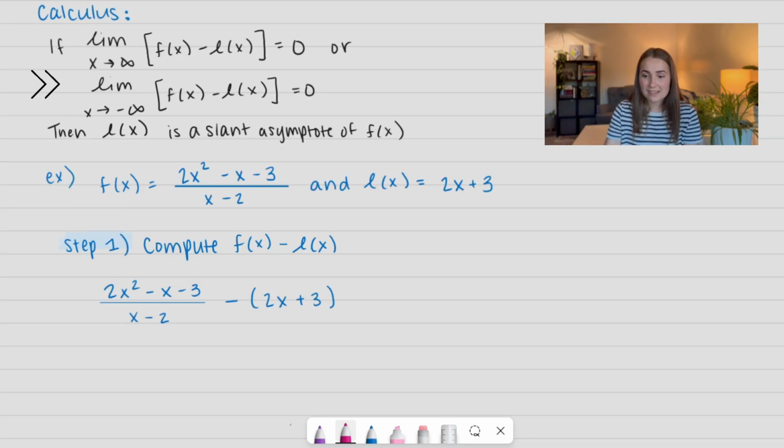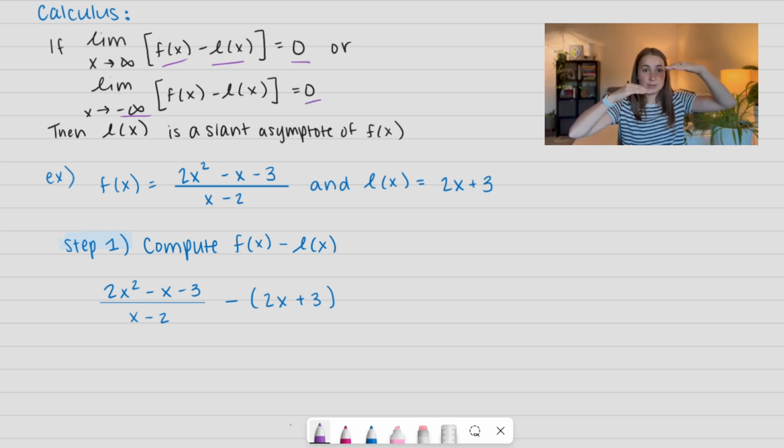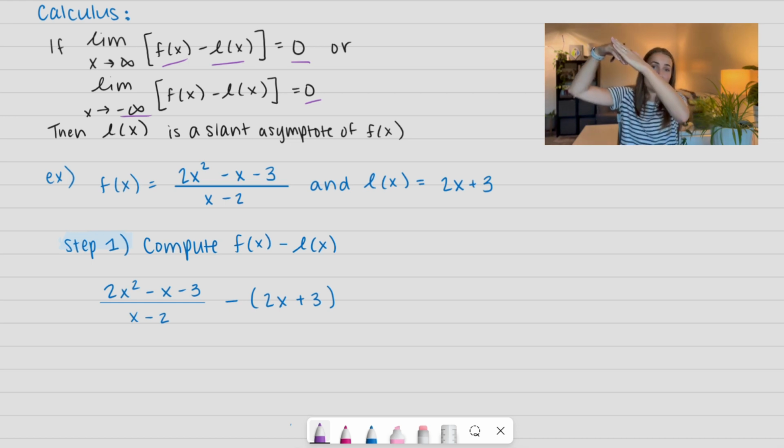We have the limit as x approaches infinity of f of x, the original function, minus L of x, the slanted asymptote. This needs to equal 0. Or the opposite, as x approaches negative infinity, is equal to 0. So that means the space between the function and the slanted asymptote gets so close together that there's a distance of 0 between them. So let's go ahead and work this out.